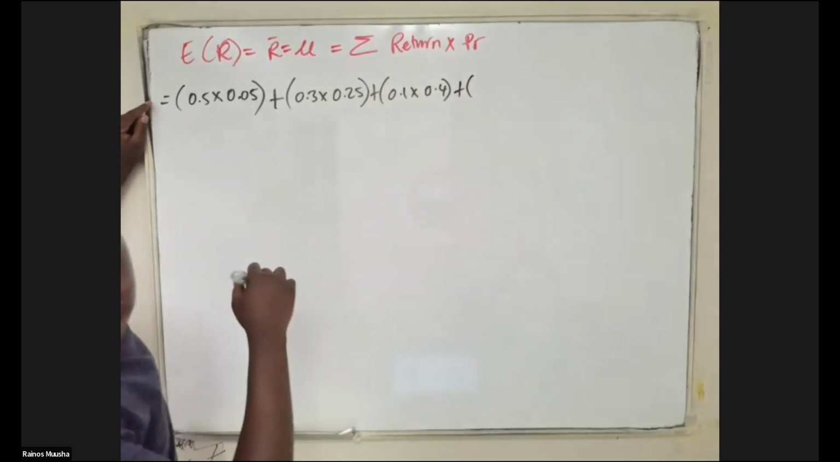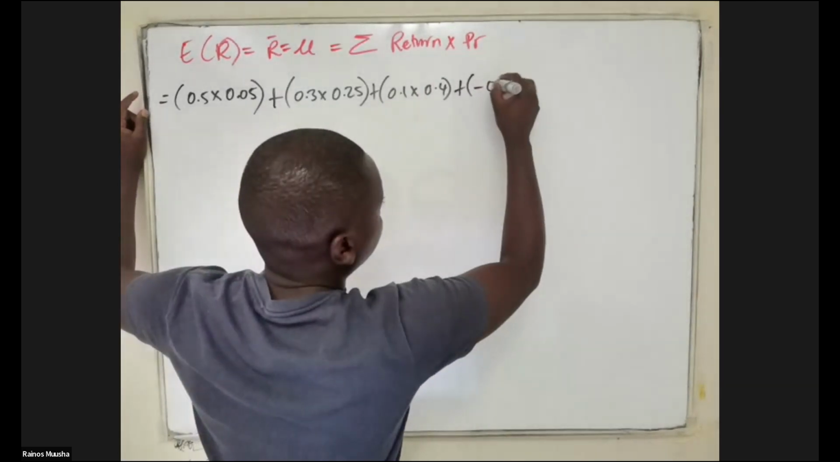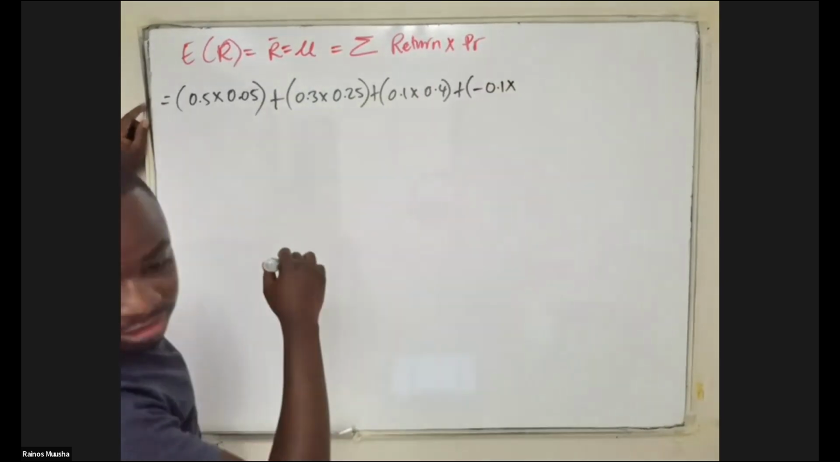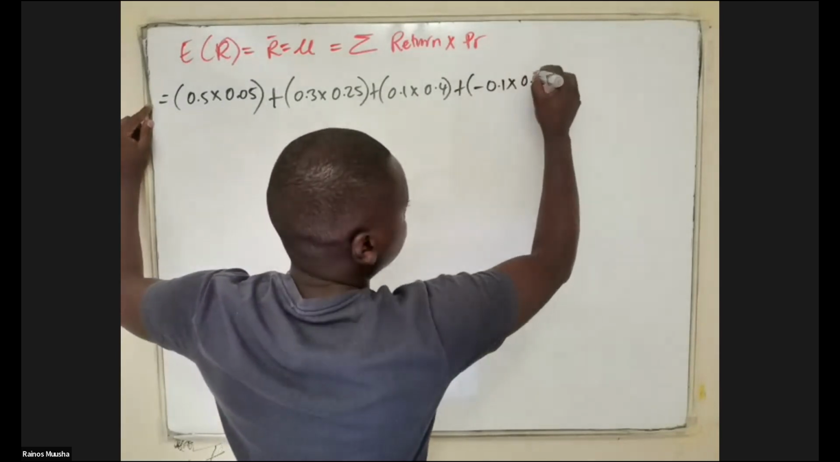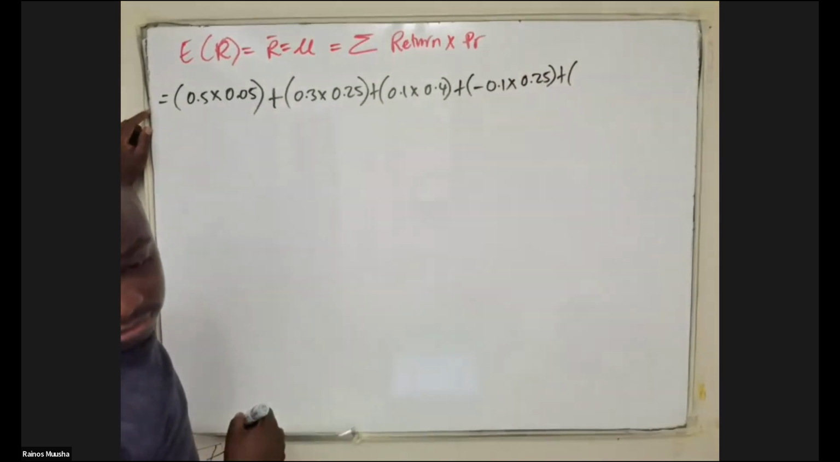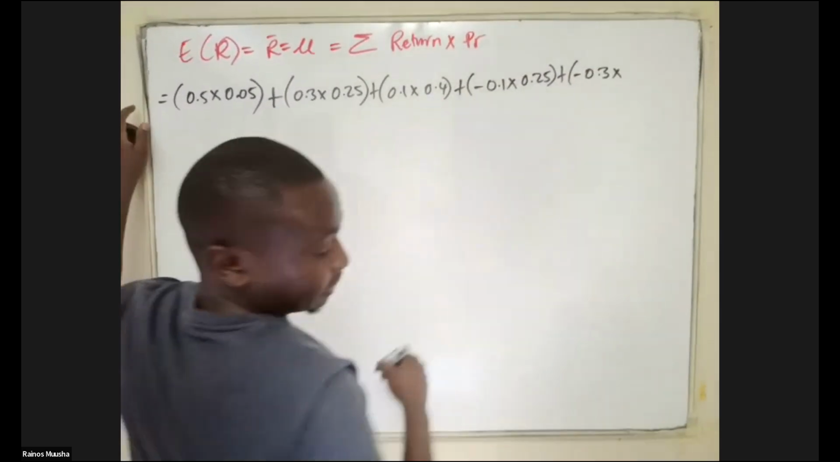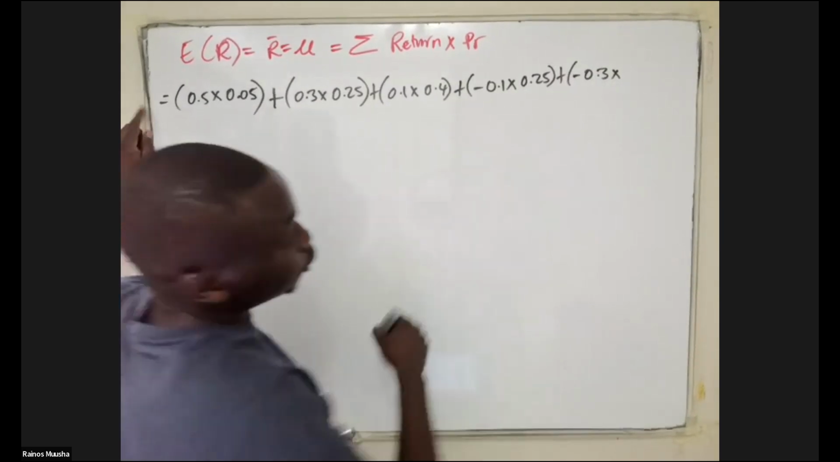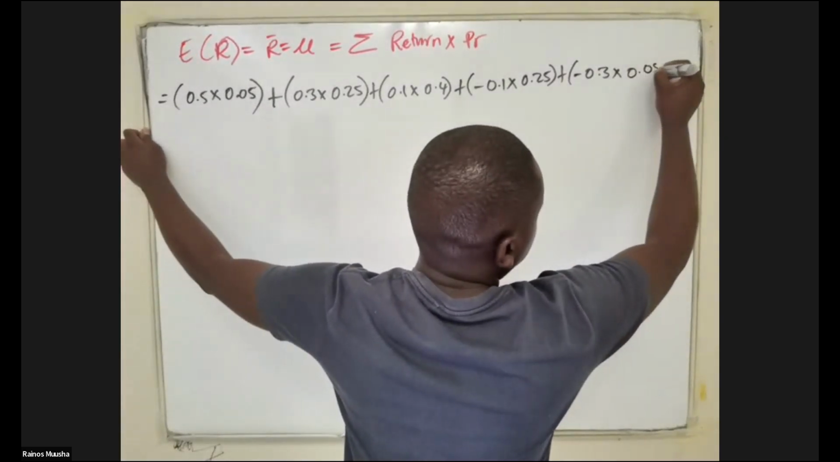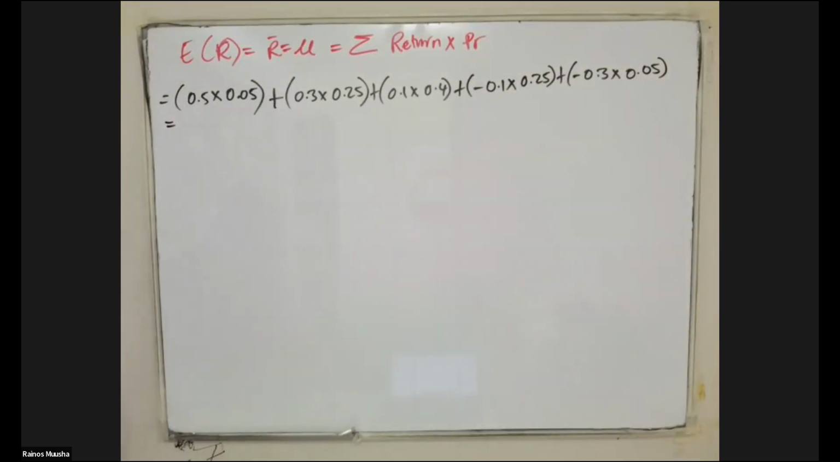plus the next scenario, your return is minus 10%, so it's minus 0.1, multiplied by the probability, which is 25%, which is 0.25, plus the return is minus 30%, so it's minus 0.3, multiplied by the probability, which is 0.05. So given this information, how much is the expected return as a decimal? How much would you get as the expected return in decimal form?